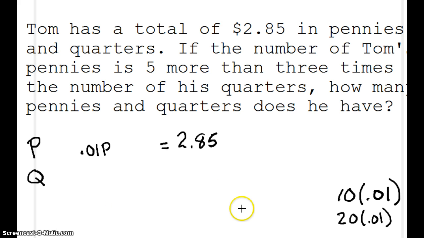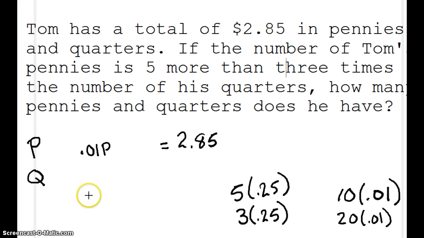Okay? And if I had 3 quarters, I would multiply 3 times 0.25 to find out how much money I had. And if I had 5 quarters, I would multiply 5 times 0.25. Well, I don't know how many quarters I have, but I do know that if I have that number of quarters, I can multiply it by 0.25. So I have 0.01 times the number of pennies plus 0.25 times Q equals $2.85.